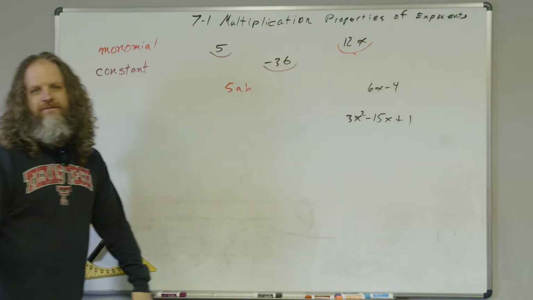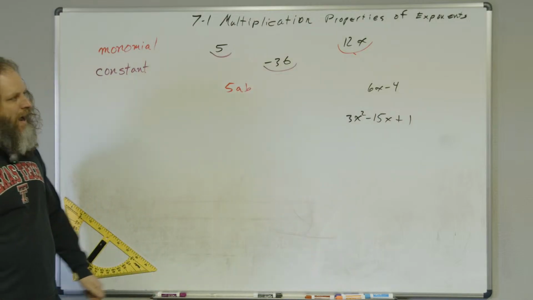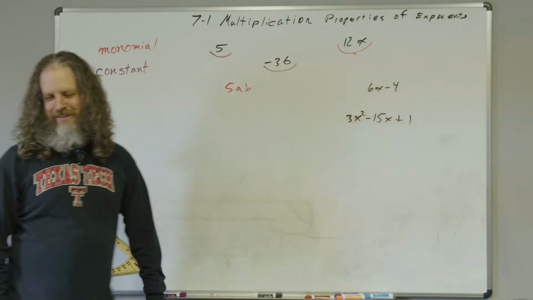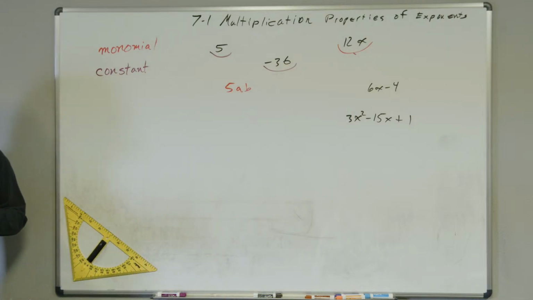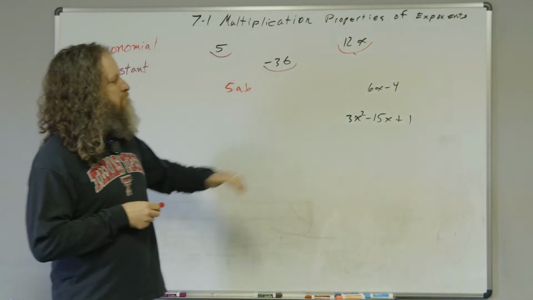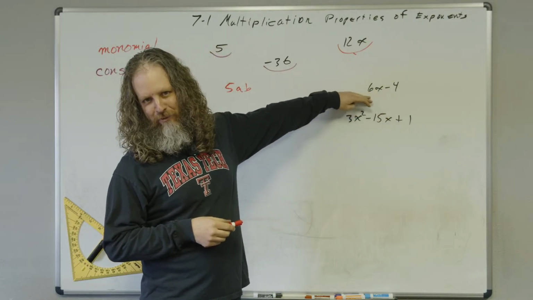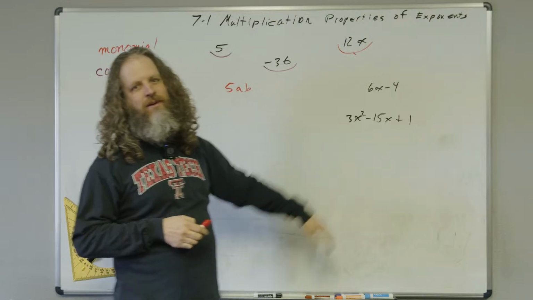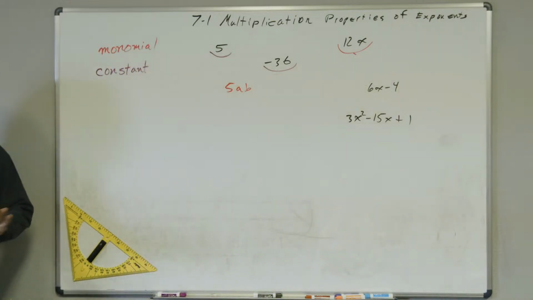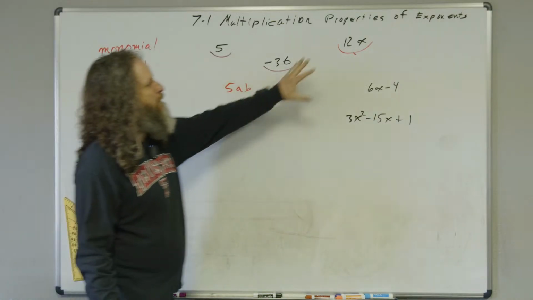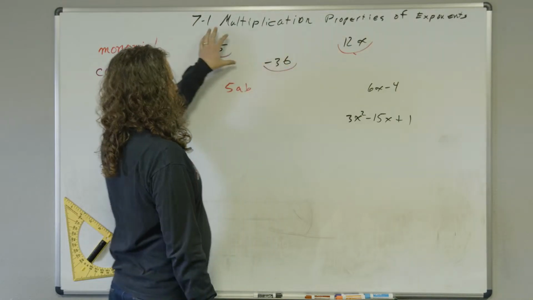Here's another monomial. That's a monomial. Why is that not a monomial? Because it's got more than one term in it, right? This would be a binomial. This one would be a trinomial. But we'll talk about those later. But these are monomials. These are constants.